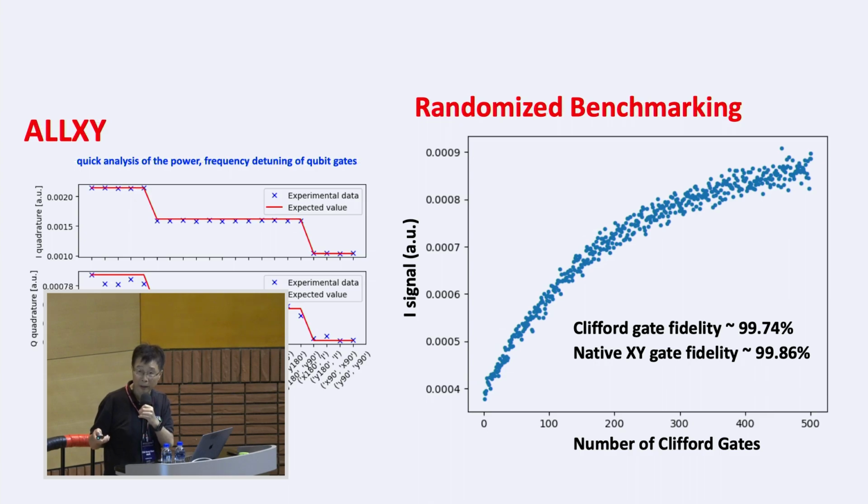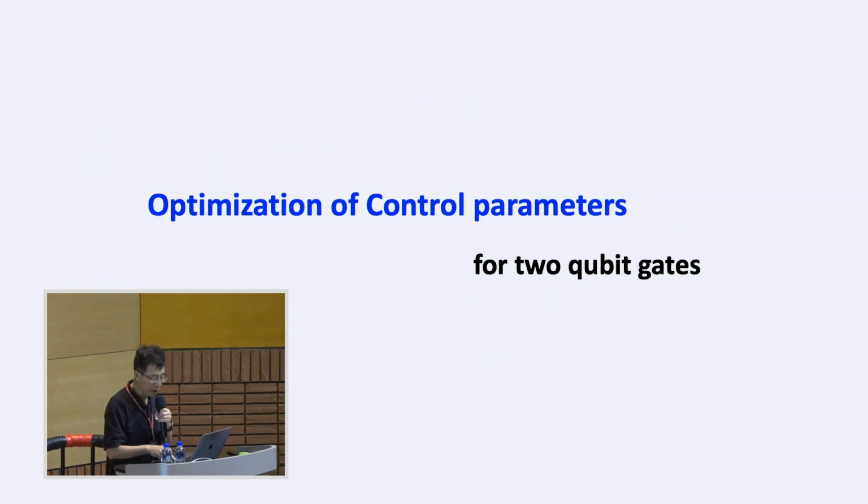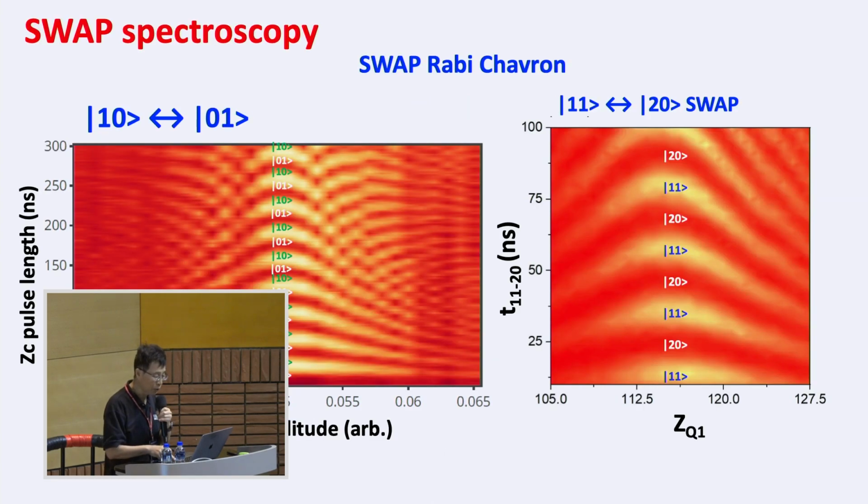curve. And then once this is done, we can do randomized benchmarking to get a good gate fidelity. And this is so far what we can get in the best case: 99.86 for native XY gates. And then we can move forward to swap spectroscopy.